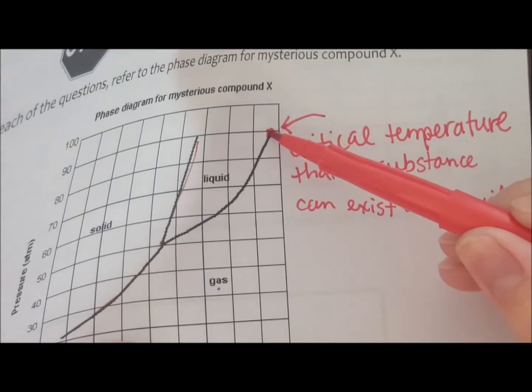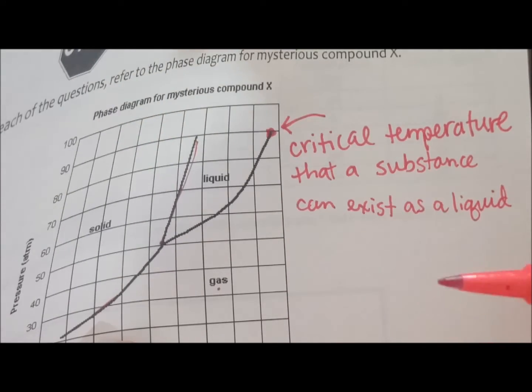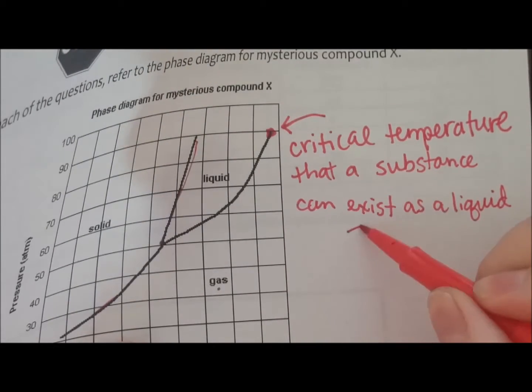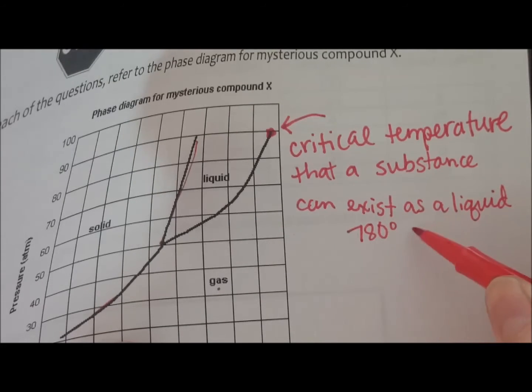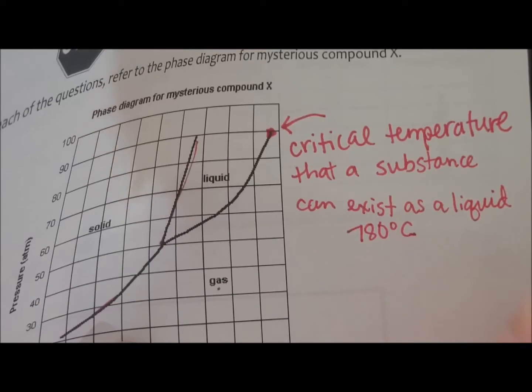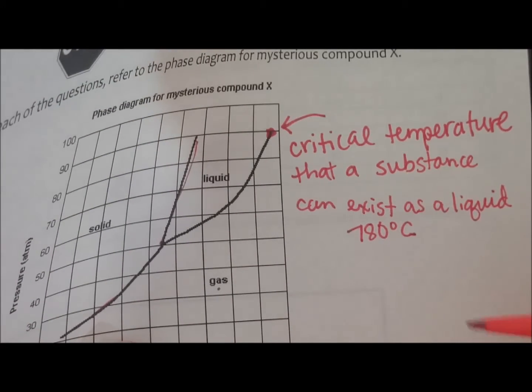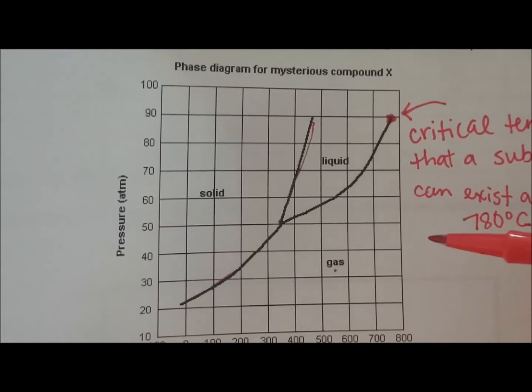If you look here and go down, that is about what, like 780 degrees Celsius. So if this mysterious compound X was raised to a higher temperature than that, it would reach its critical temperature and it would only be able to exist in a gas form. Okay? I'm going to go through your questions here and just keep answering them and showing you how I'm figuring them out.